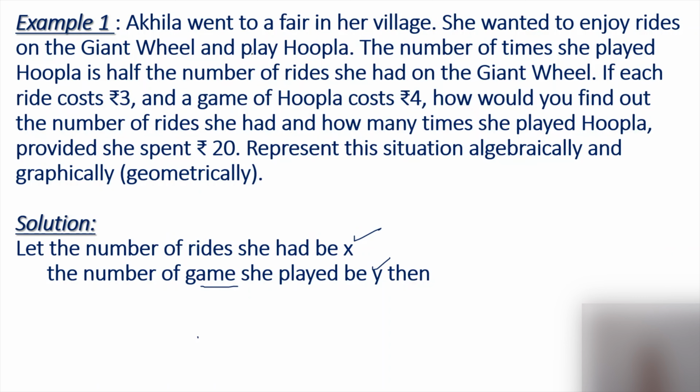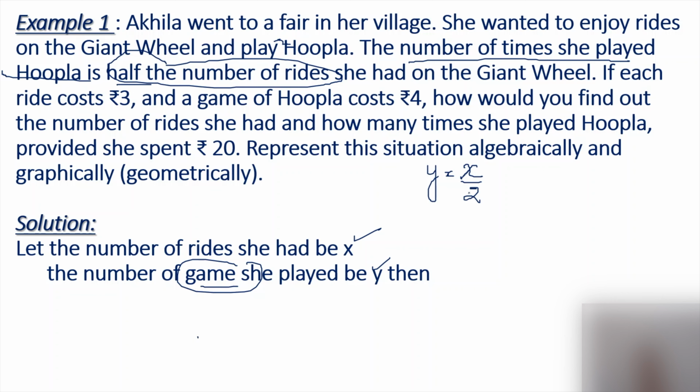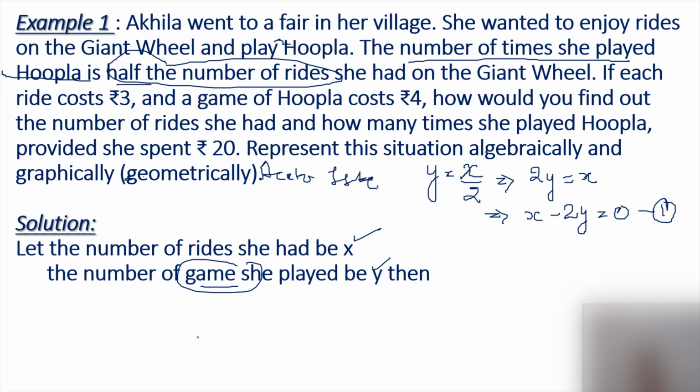Then according to the first condition, the number of times she played hoopla is half the number of rides she had. The games she played is y, and y is equal to half of x, that is x by 2. y is equal to x by 2, or it can be rewritten as 2y is equal to x, and this can be written as x minus 2y is equal to 0. This is our first condition.